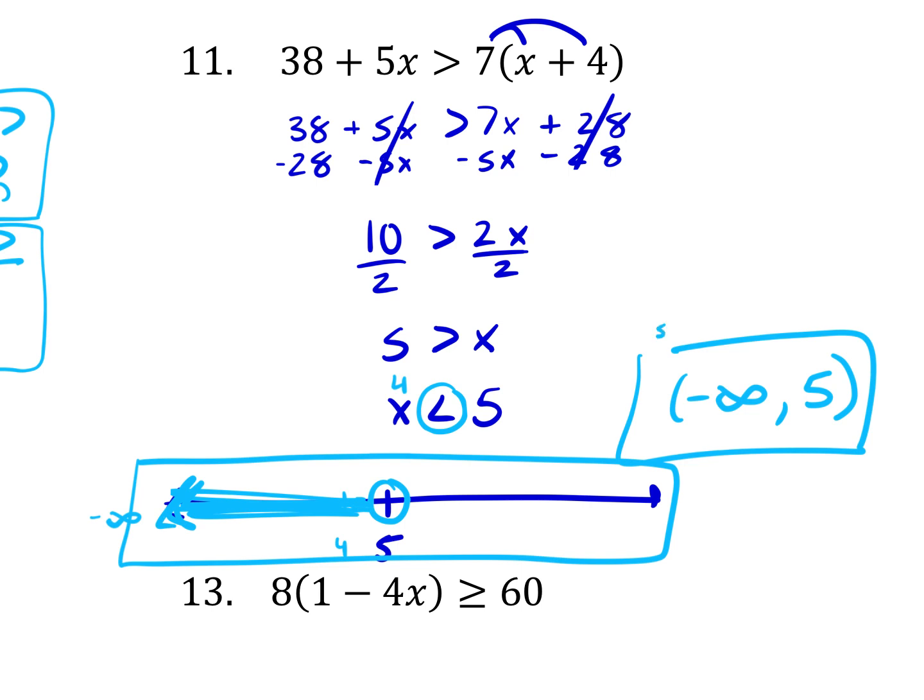Remember, when you write your interval notation, it's always from smallest to largest. So negative infinity, talking about all the negative numbers, numbers that are super small. So that's going to be your smallest. 5 is larger.